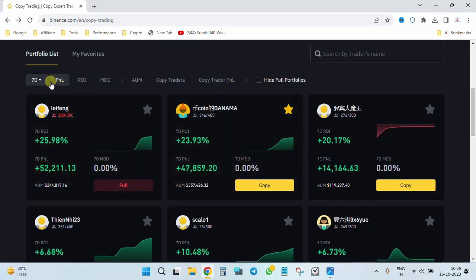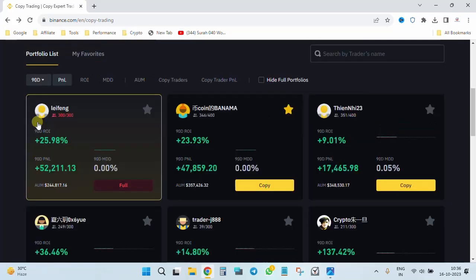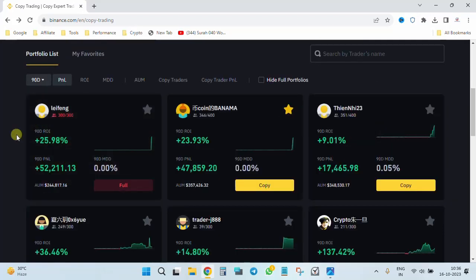Obviously you would want to select the longer run, because in 7 days, you don't know, maybe you have a string of luck. So I would always recommend, first step, you pick 90 days. That is the longest period available over here.